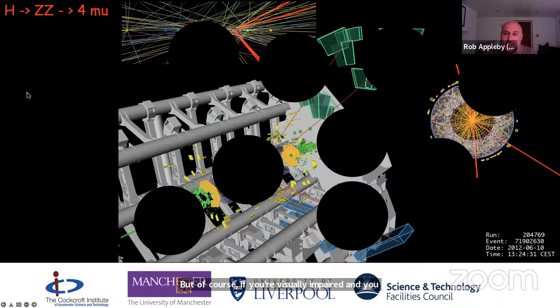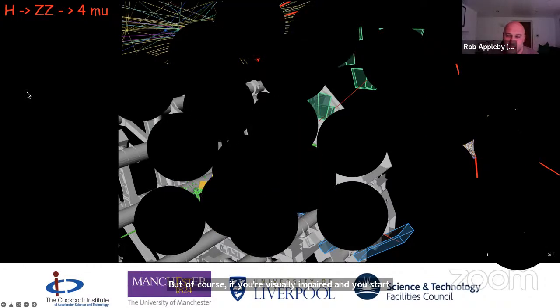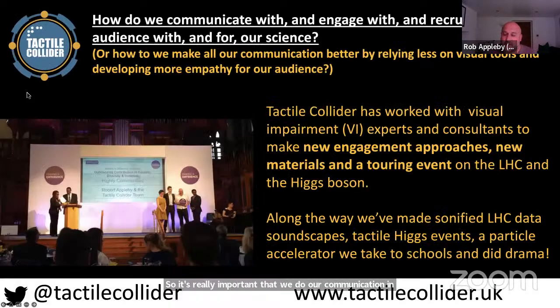So already you see, you lose some of the image, a little bit more, a little bit more, until eventually you lose the meaning entirely. So it's really important that we do our communication in more than just visual methods. And we do this for many reasons.